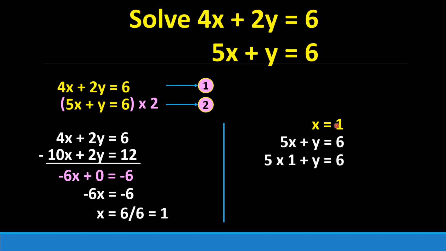5 into 1 plus y is equal to 6. 5 into 1 is 5. So 5 plus y is equal to 6. So y is equal to 6 minus 5, as 5 is taken to the other side. Hence y is equal to 1. So the solution of this problem is that x is equal to 1 and y is also equal to 1.